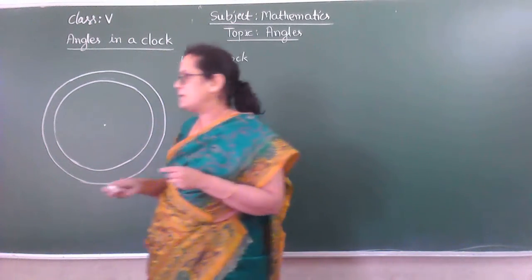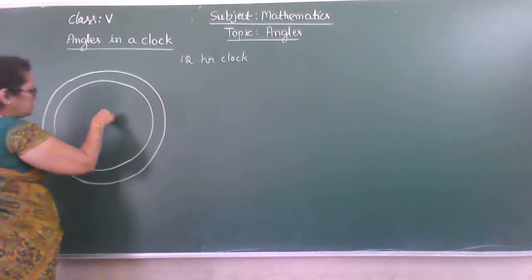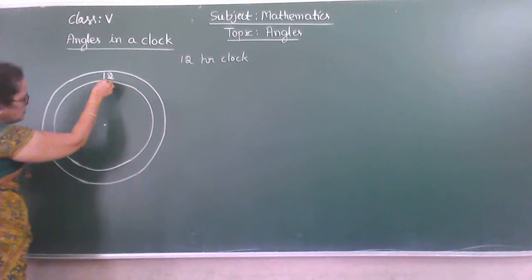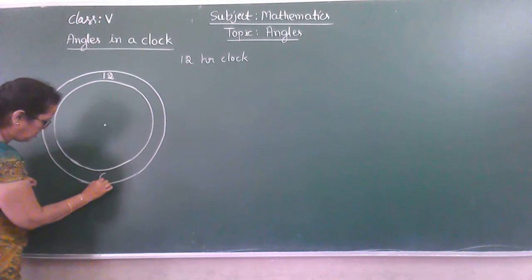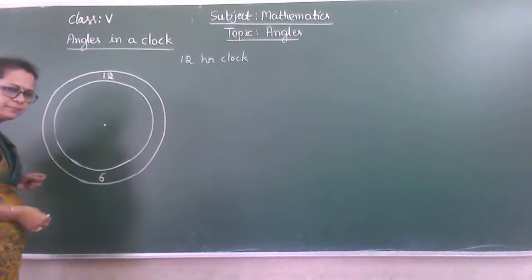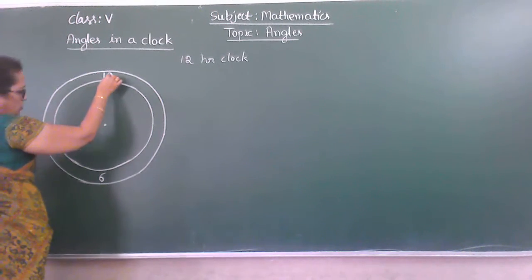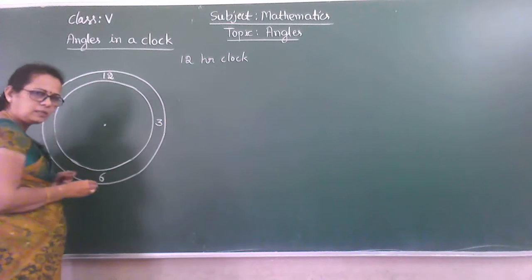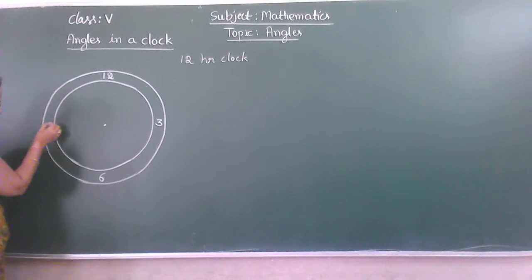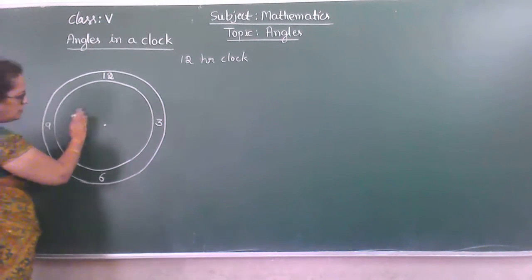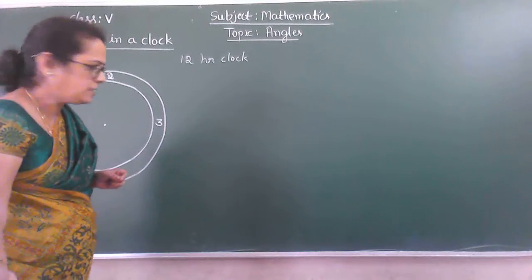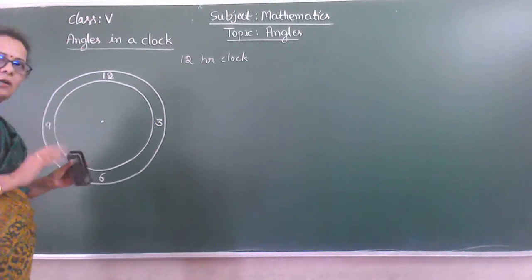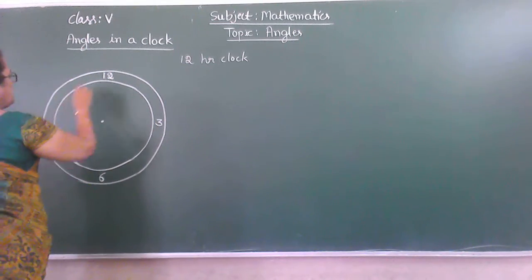Now, first, just above this center you write 12. Next, in a straight line you write 6. Then, in the middle you write 3, and in a straight line you write 9. First you write all these four numbers: 3, 6, 9, 12.